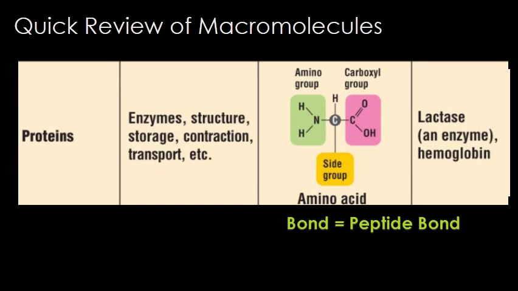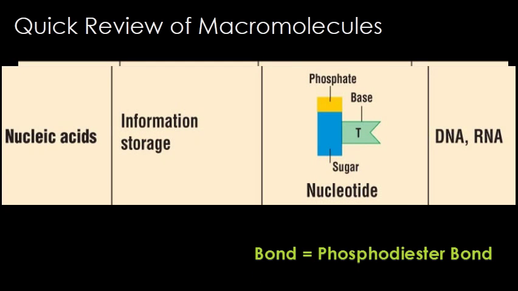Proteins have a wide variety of functions, including enzymes, structural components, contraction, transport, and they are made of amino acids. Their polymer is the polypeptide, such as lactase, hemoglobin, collagen, and their bond is the peptide bond. Nucleic acids are your information storage, and the monomer is a nucleotide. The polymer is the nucleic acid. DNA and RNA are our 2 types. The bond that holds nucleotides together down the backbone is a phosphodiester bond.